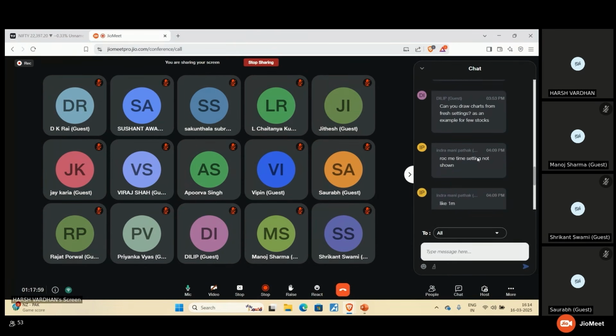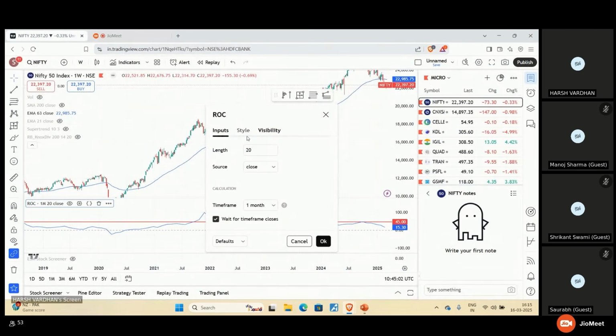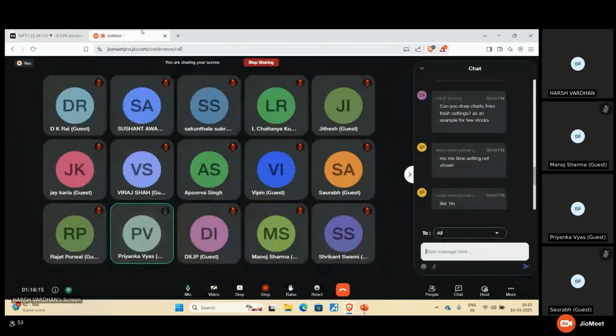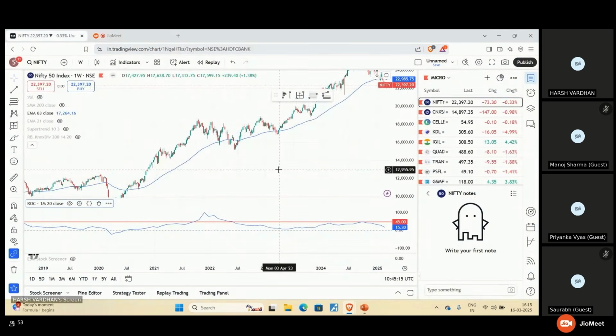ROC time setting is not shown, like 1 month. Time setting is 1 month. I have already shown you here. You can go to inputs, length 20, time frame 1 month. If we go with Zerodha, it's not showing that time setting. Okay, so that might be the case with Zerodha, but you can try the free version without the Zerodha. Because I have the premium version, I might not know what's there in Zerodha. But if you try the free version also, I think many people have tried it using the free version. It's working fine for them.